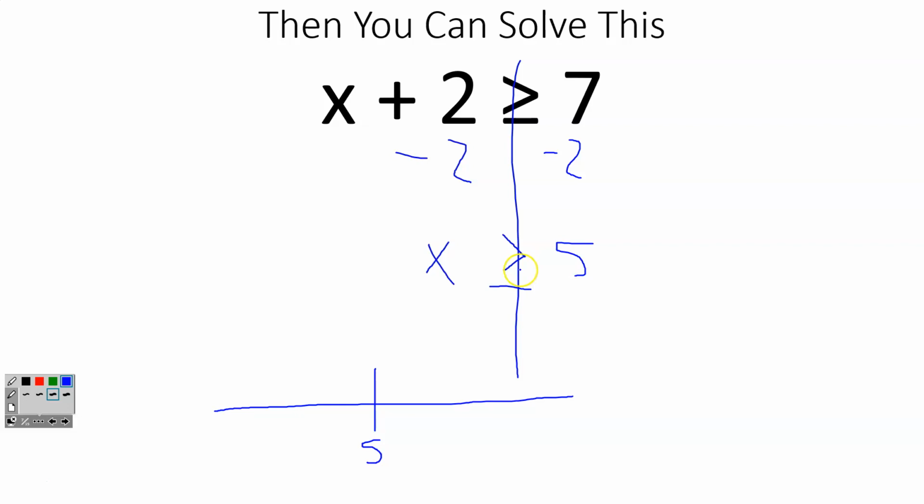Now, if I were to graph this type of problem, I would start at 5. It's a greater than or equal to, so it's going to be a closed circle. And it's going to be going in this direction, because that's where my arrow is pointing. So we're looking for greater than numbers.